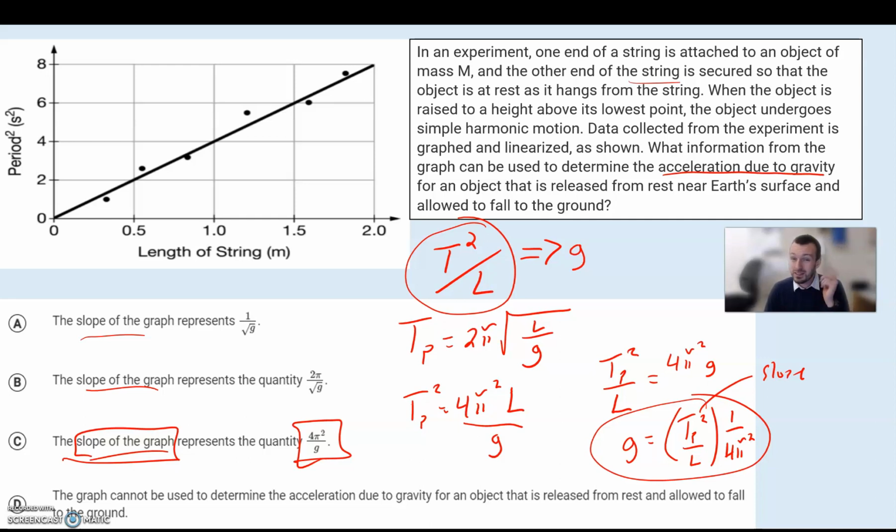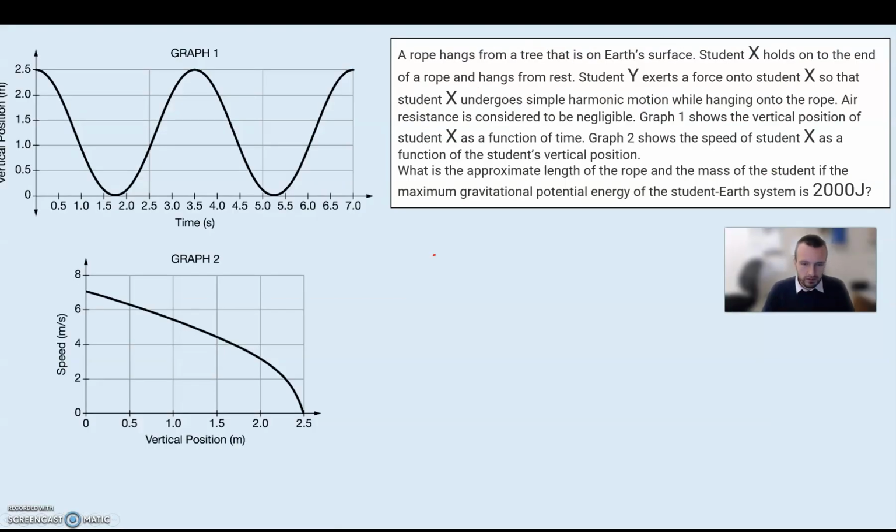So what kind of graph is it? Does the slope mean something? Yes, it does. And we're going to manipulate the pendulum equation to get it to do what we need it to do. We just have one more for today here.